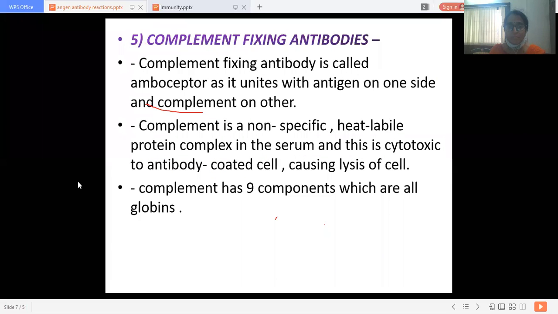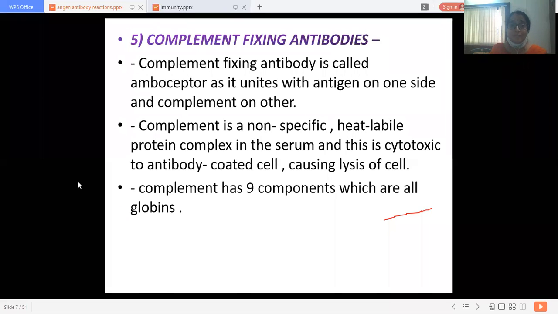Now this is the important reaction, that is the complement fixation reaction. The complement fixing antibody is called amboceptor, as it unites with antigen on one side and complement on the other side.